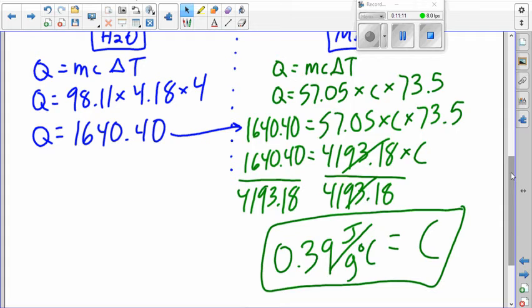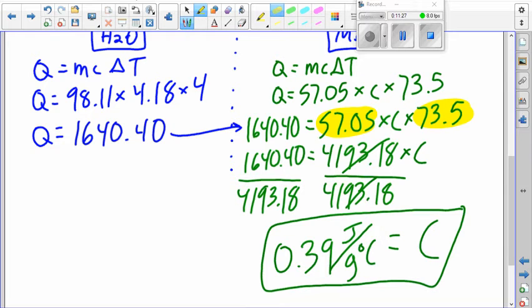How did you get the 4,193.1? 57.05 times 73.5 is equal to 4,193.18. Does that make sense? Yep, it's just a simplification. All right, good question. Glad you asked.